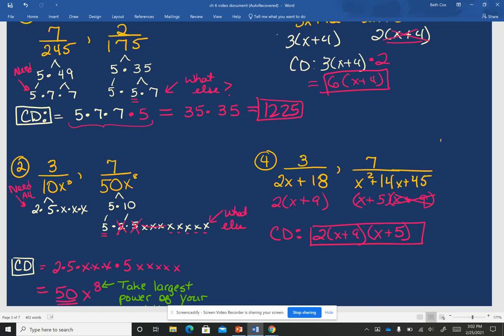All right. We'll come back with this. What comes after figuring out the common denominator? Well, we have to figure out how to add.